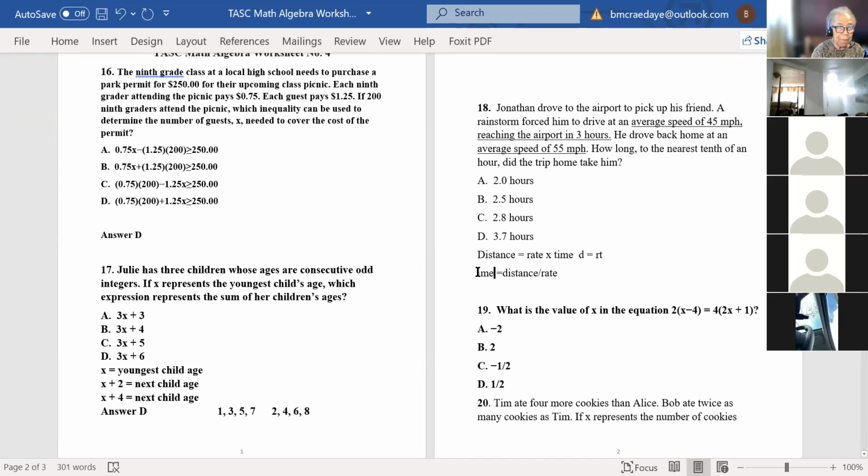So it's a two-step problem. First, you're going to find the distance, and you can find that by taking the rate, 45 miles per hour, and multiplying it by 3. That gives you the distance. Then if he travels back at a 55 mile per hour speed, you can use that rate and that distance you just calculated to find the time. So that's what I want you to do for 18.